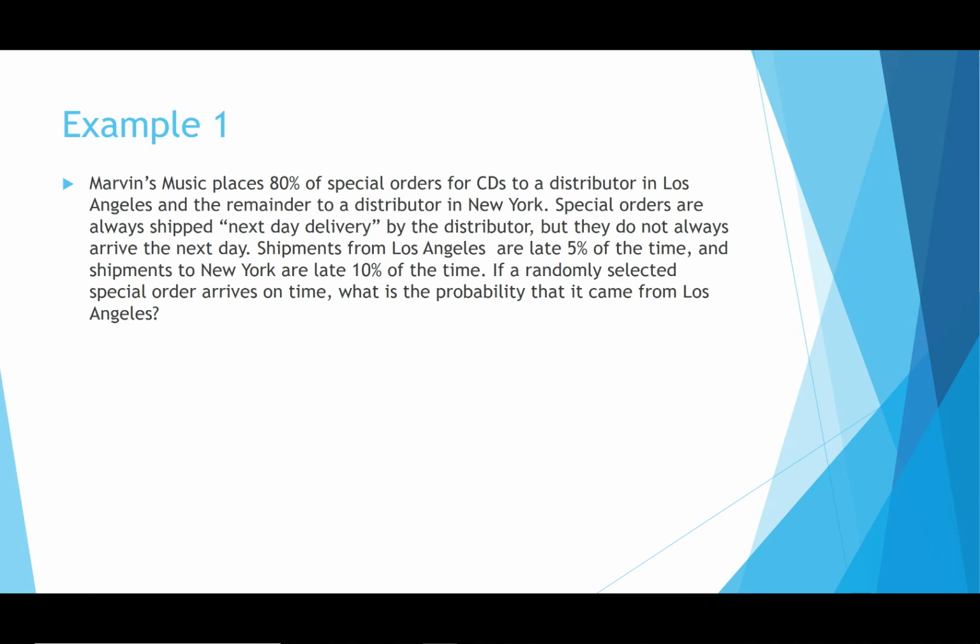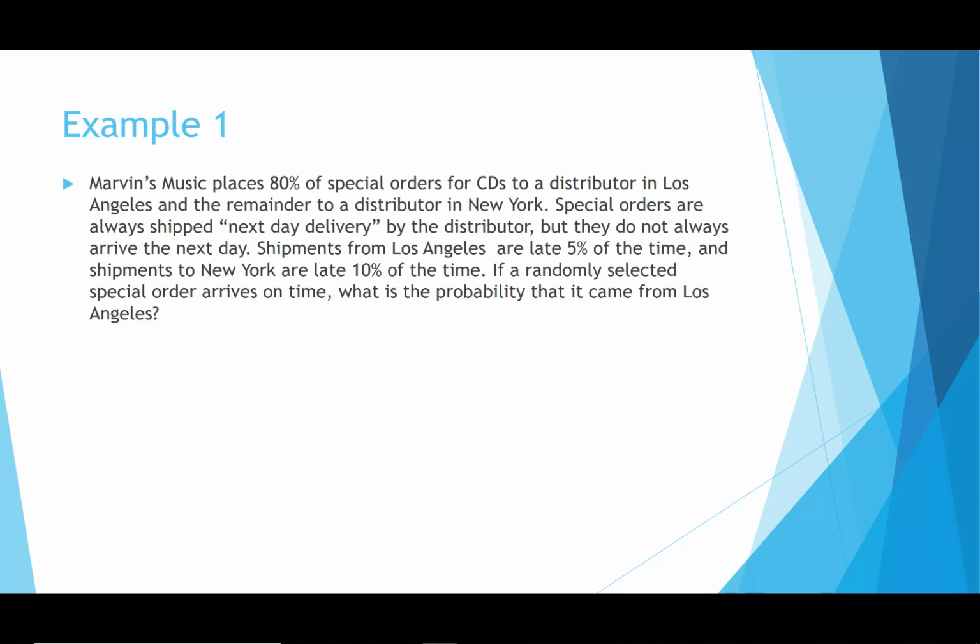Marvin's Music places 80% of special orders for CDs to a distributor in LA and the remainder to a distributor in New York. Special orders are always shipped next day delivery by the distributor, but they do not always arrive the next day. Shipments from LA are late 5% of the time, and shipments from New York are late 10% of the time. If a randomly selected special order arrives on time, what's the probability that it came from LA?